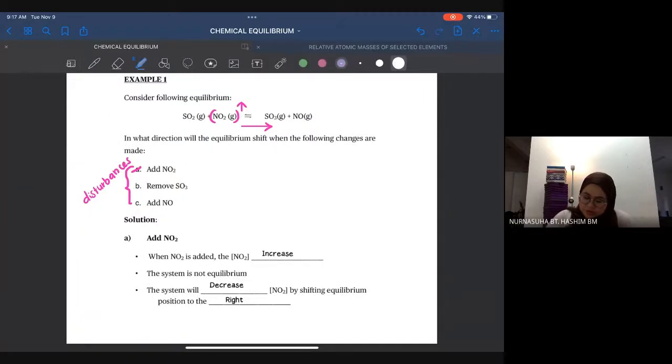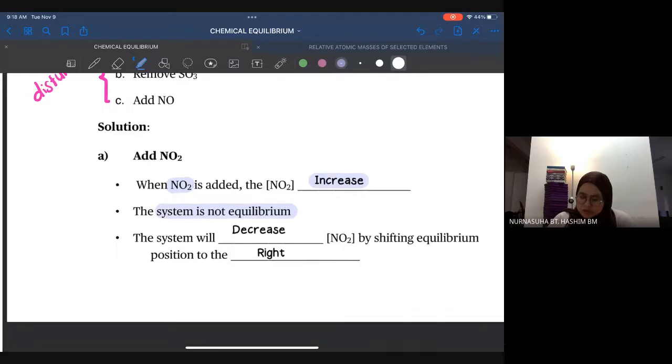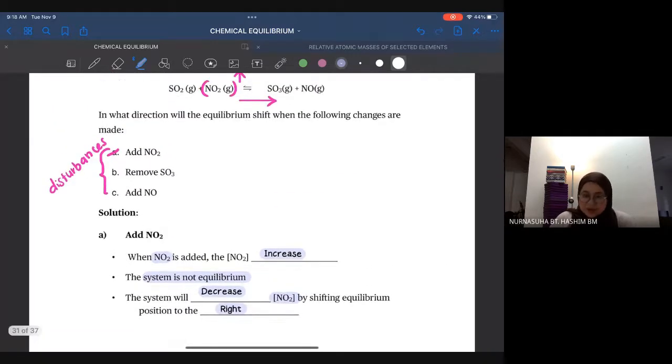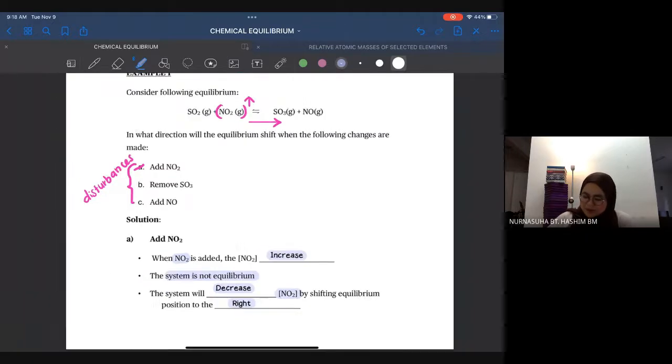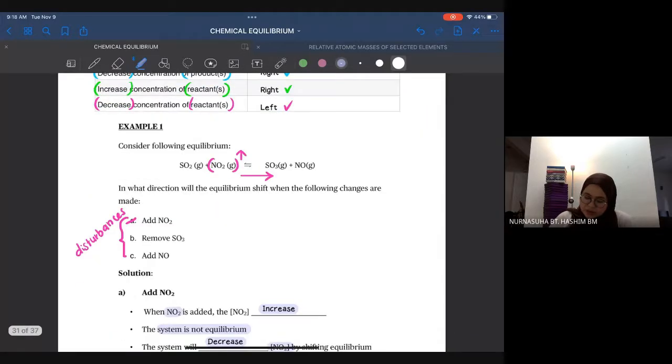Yang ni. So, when NO2 is added, of course lah, NO2 tu bertambah. So, bila concentration of NO2 increase, the system is not equilibrium. So, nak kasih equilibrium semula, sistem ni kena decrease balik concentration of NO2 by shifting equilibrium position to the right. Dia akan pergi sebelah kanan. Dah pening dah semua. Okay, next. Remove SO2. Okay, sekejap Madam nak ambil equation ni.